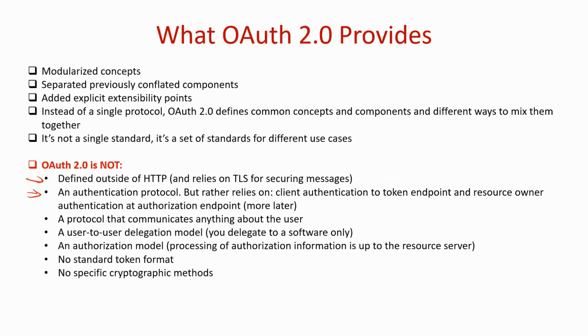And it's not a user-to-user delegation model. That means you only delegate access to an application. You cannot delegate access to another user. You delegate to software only. It's not an authorization model. Processing of the authorization information is up to the resource server. That means it doesn't tell the entities how to process the authorization information. This is up to them. It doesn't include a standardized token format, even though it is largely based on JWT. And it doesn't specify cryptographic methods. It rather just suggests what should be done.